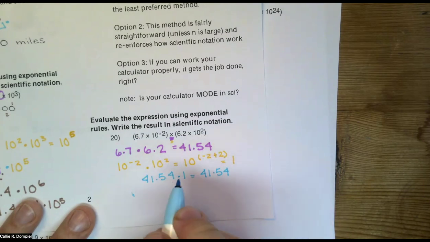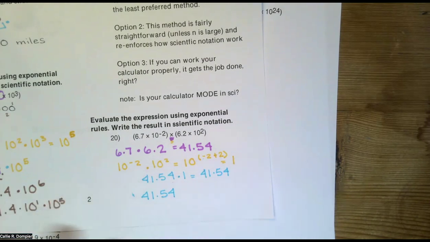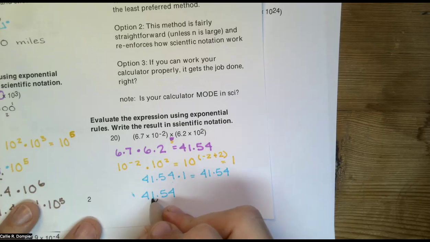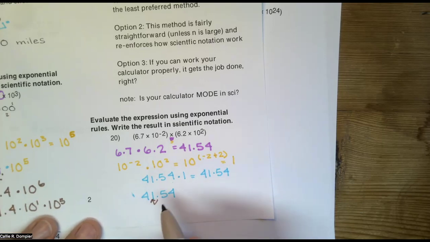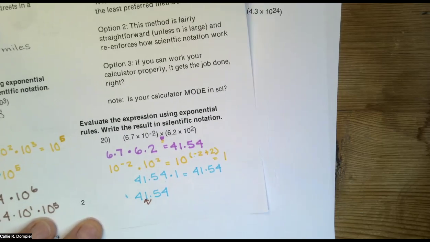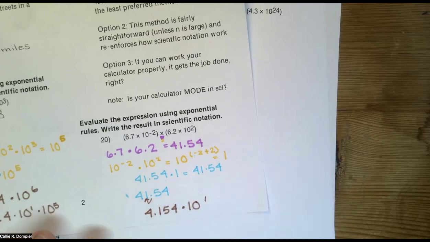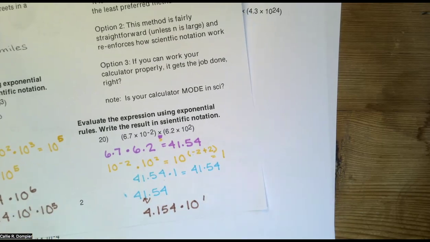It's almost in scientific notation. What's wrong? There are 2 numbers in front of the decimal, so we're going to move it 1, right? Because it's a big number, the exponent is going to be positive. So 41.54 is actually 4.154 times 10 to the power of 1, or just 10. Good?